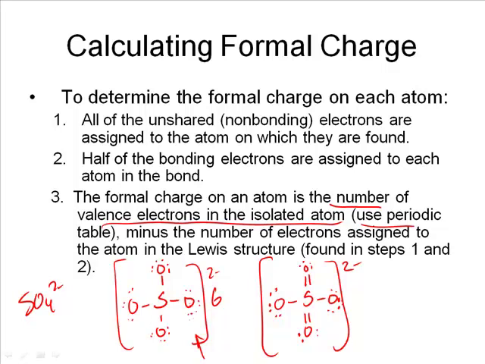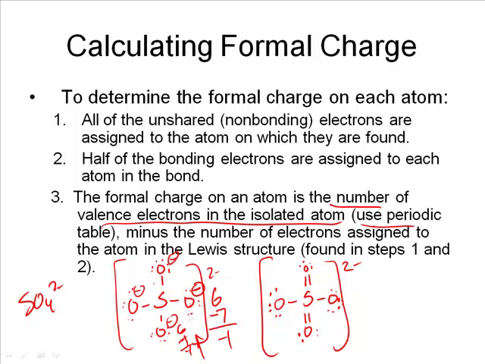So 1, 2, 3, 4, 5, 6, plus each bond counts as 1. So that's a minus 7. So each dot counts as 1 and each bond counts as 1. That's a minus 1 charge. Well, each oxygen is the same. 6, and then again 2, 4, 6, 7 for the bond, negative 1. So each of these oxygens is going to have a formal charge of negative 1.